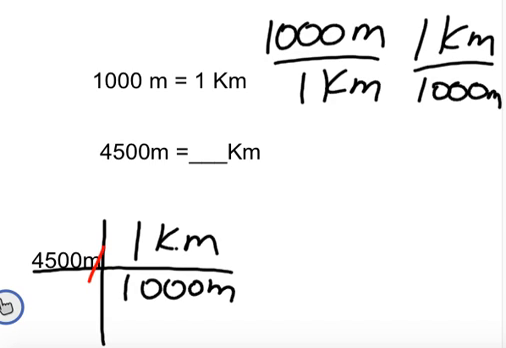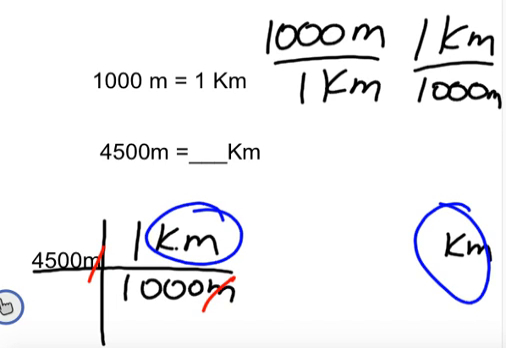Meters cancel off. Oh, I forgot a key point. I forgot where we ended up. We want to get to kilometers. So we look at our unit labels. Meters have canceled off. I've got kilometers left here. I'm trying to get to kilometers. I've solved the problem. All I have to do is just the math. So I do my math here.